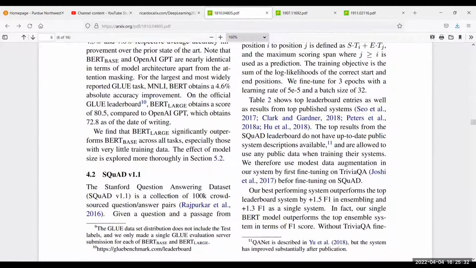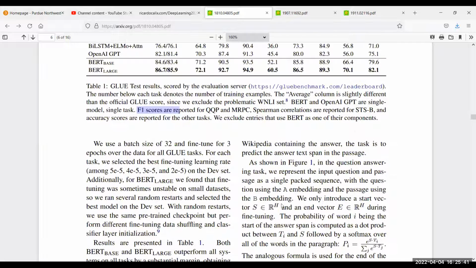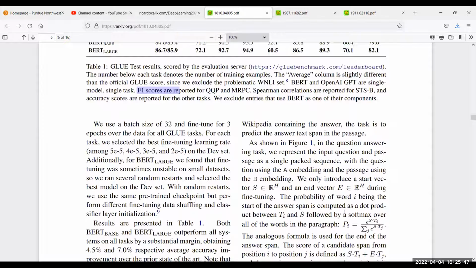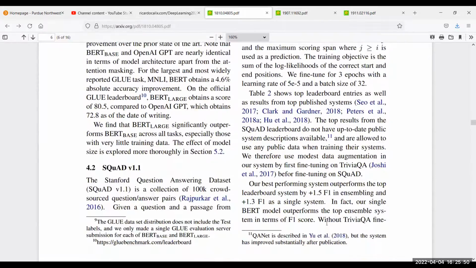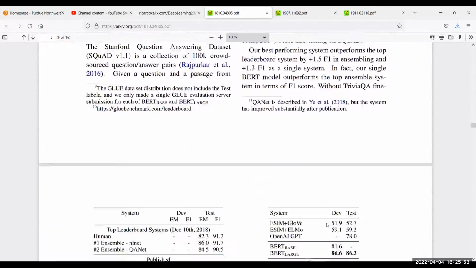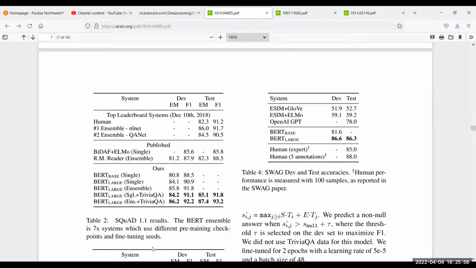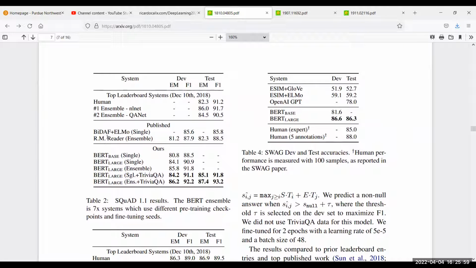SQuAD, that's the Stanford Question Answering Dataset, which is a collection of 100,000 crowdsourced question and answer pairs. So given a question and a passage from Wikipedia containing the answer, the task is to predict the answer text span in the passage. This is a little bit more complex of a task, but BERT trained on it. For SQuAD, you can see here the question answering, and it did better than all the top performers. Or at least consistently, although it seems like it's got the highest scores.